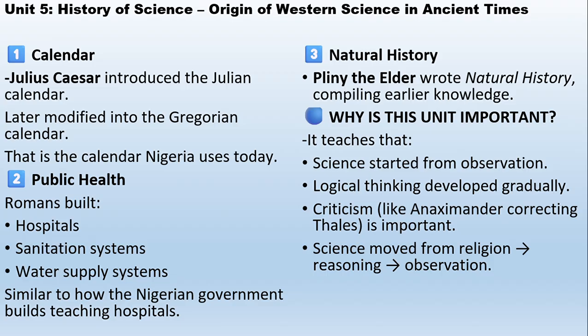So let's look at the reason why this unit is important, what it teaches us. It teaches that science started from observation. Science is the study of nature in this ancient period. When you study nature, you are a scientist, you are a philosopher. So how do you study nature?